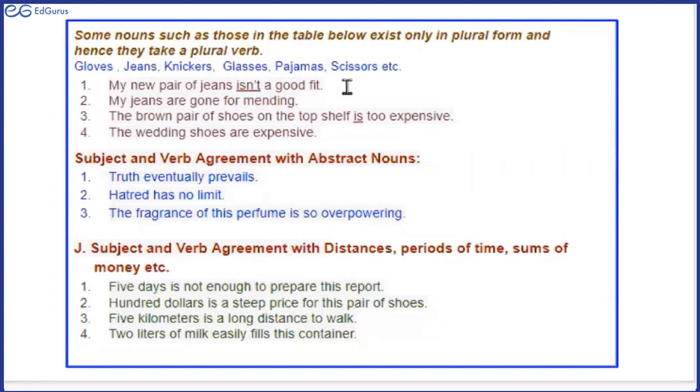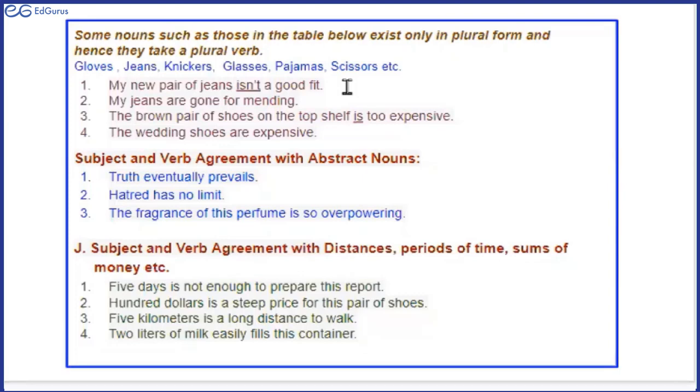When I say my jeans are gone for mending, then it becomes plural. My jeans are torn. My jeans have worn out. Then it becomes plural. The brown pair of shoes on the top shelf is too expensive. Pair of shoes, that is singular subject. But my shoes are expensive. Shoes, when independently shoes we use, then it is plural. So plural verb is used. Is that clear? Yes, ma'am.